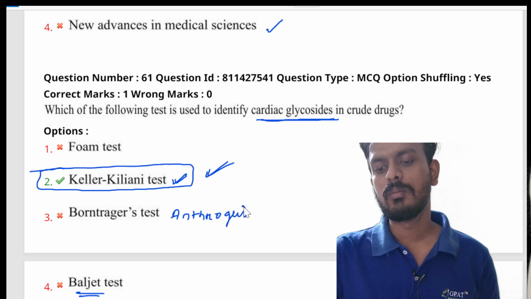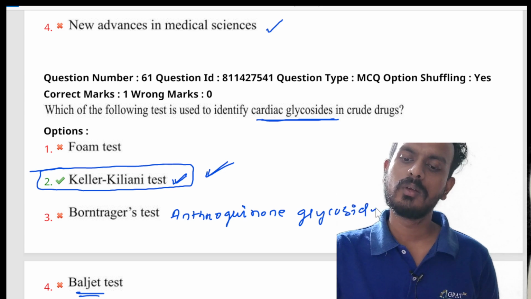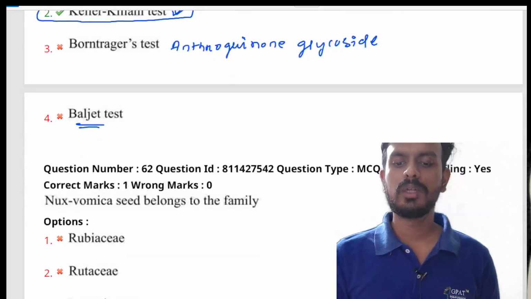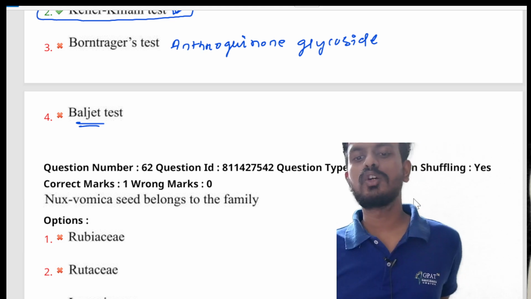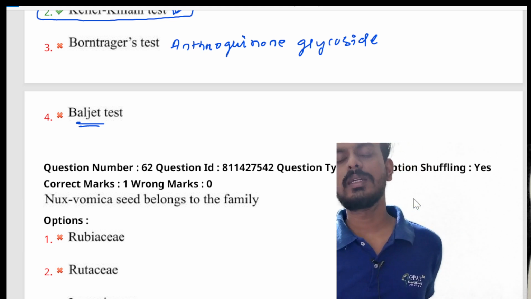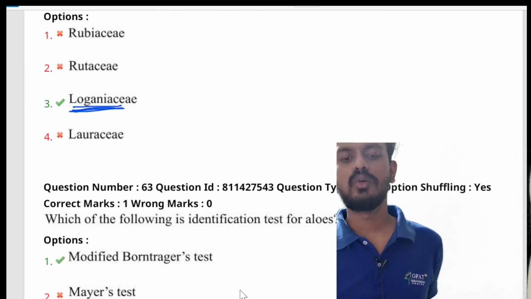Okay, Braun-Trager test is used for the anthraquinone glycoside. So moving to the next question, Nux vomica seed belongs to the family what? Okay, it belongs to the Loganiaceae family.